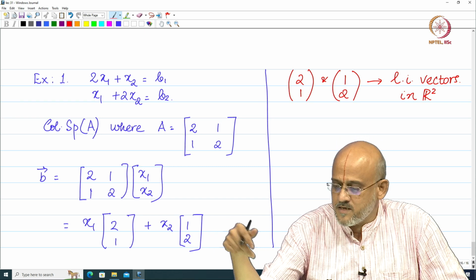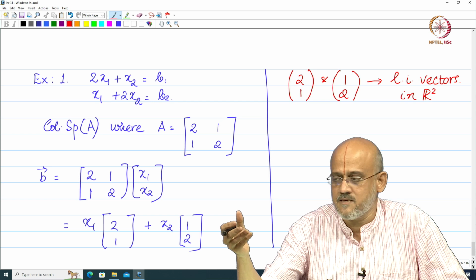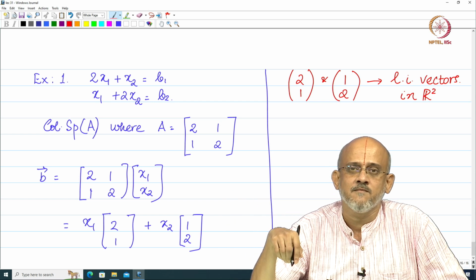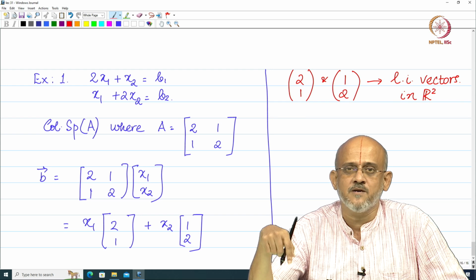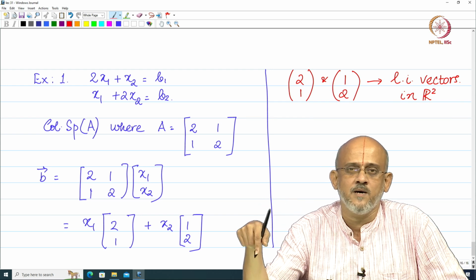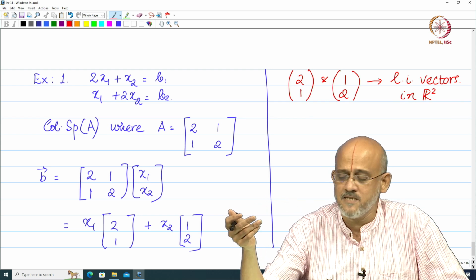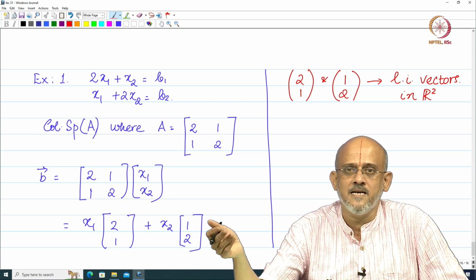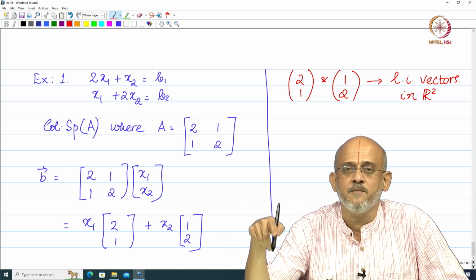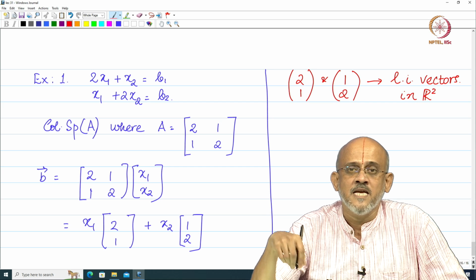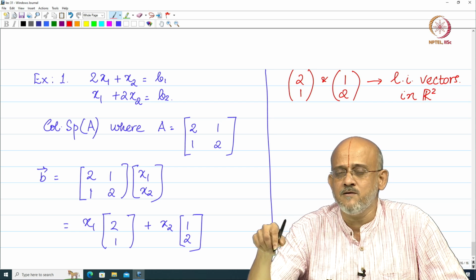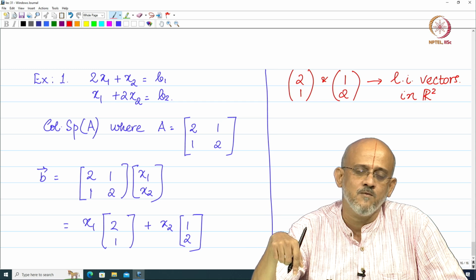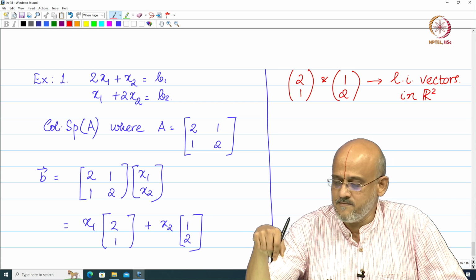We have already seen in the previous lectures that (2,1) and (1,2) form a basis for R2, right. When we looked at the basis for R2, we looked at (1,0) and (0,1), which form the standard basis, and the other basis that we looked at was (2,1) and (1,2). They are linearly independent, therefore (2,1) and (1,2) form a basis for R2. If they form a basis for R2, then we know that every vector in R2 can be expressed as a linear combination of (2,1) and (1,2), right.